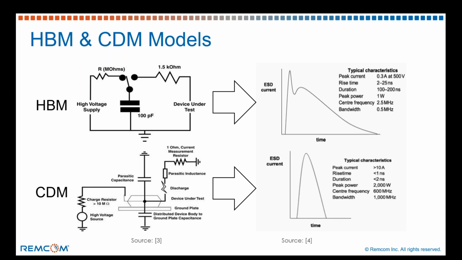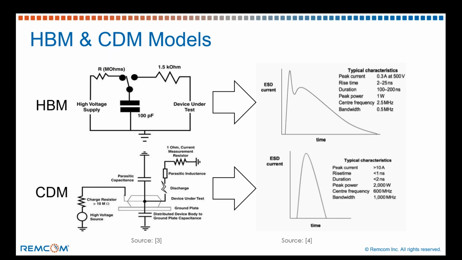So in this case, the waveform that you're seeing here would basically mimic if you were taking your finger and going to touch your cell phone. You could have a spark discharge between your fingertip and the cell phone, and the human body model is a good representation of that.